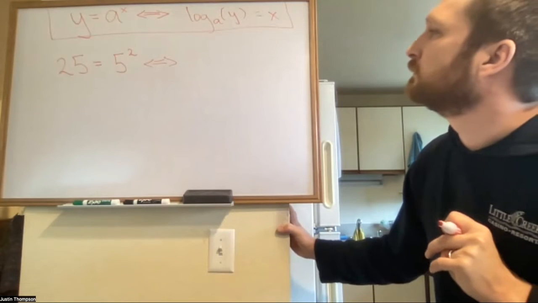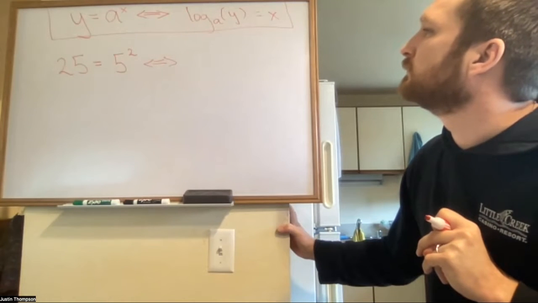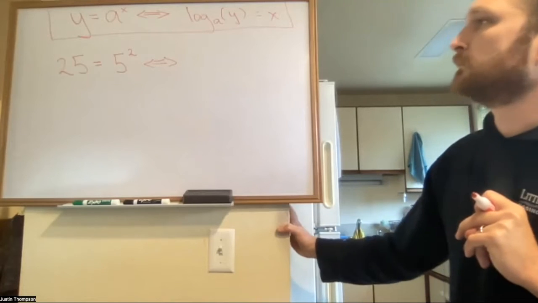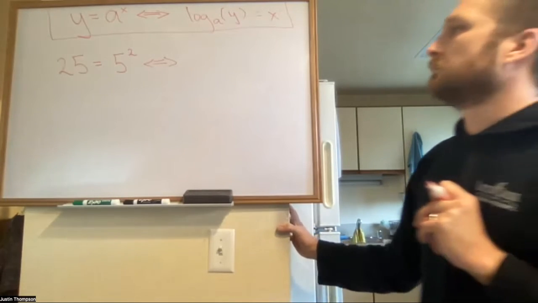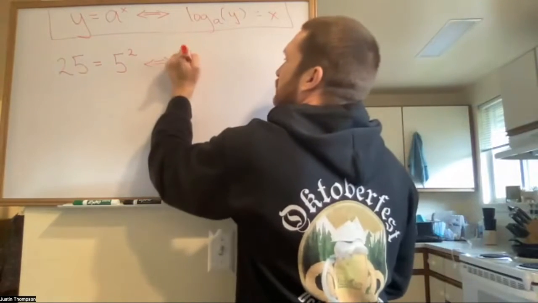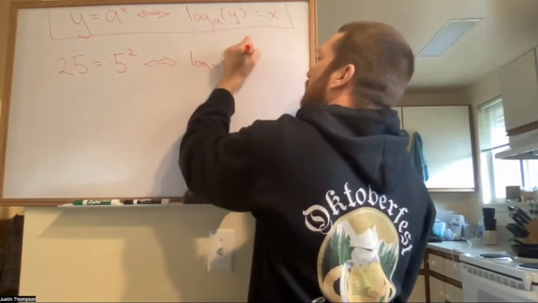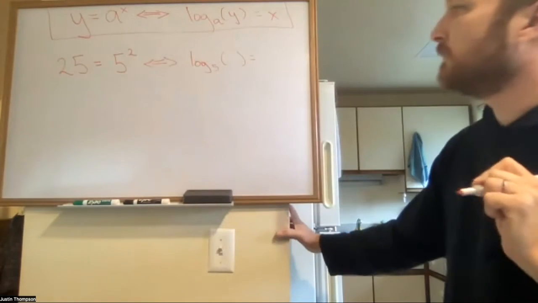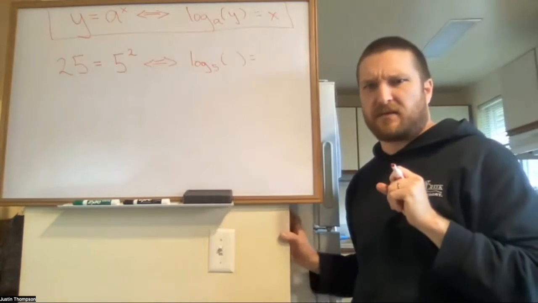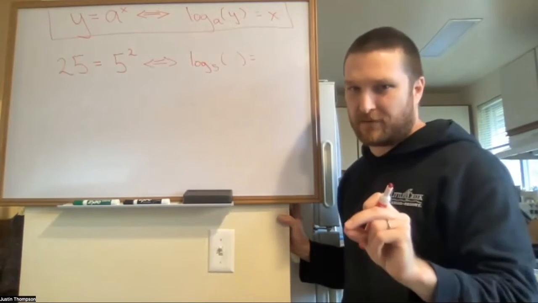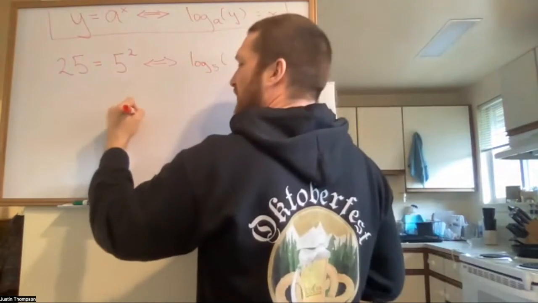25 equals 5 squared. Okay, so you have log base 5 times 25. There's not times anything. You're not multiplying anything here. There is no such thing as log 5.